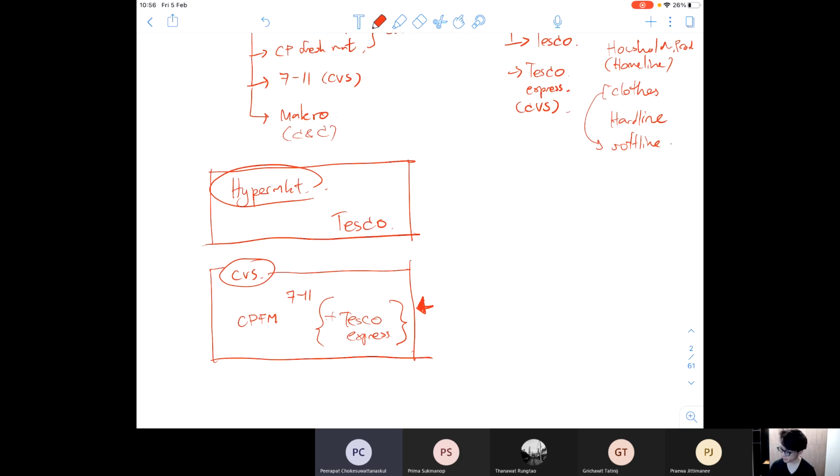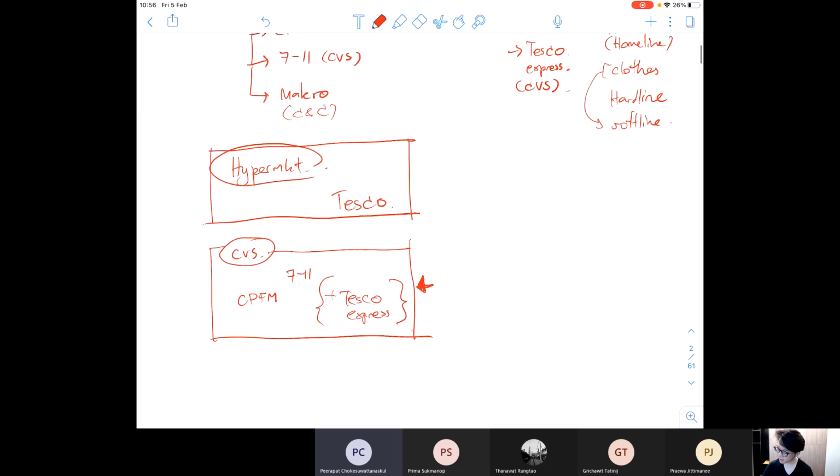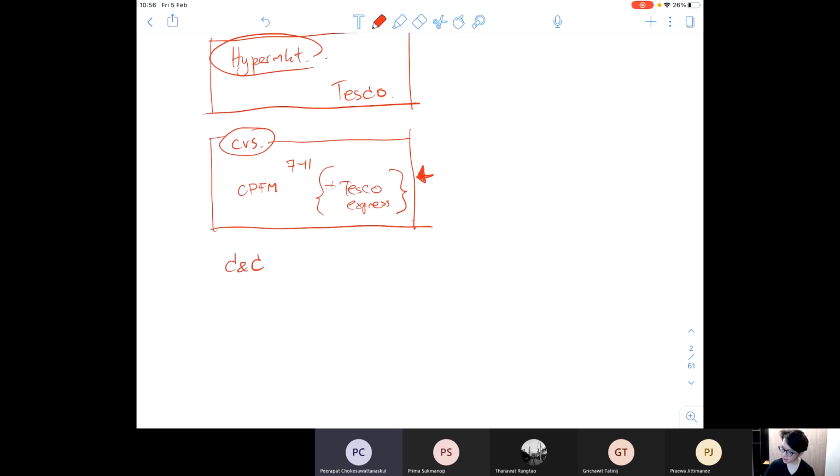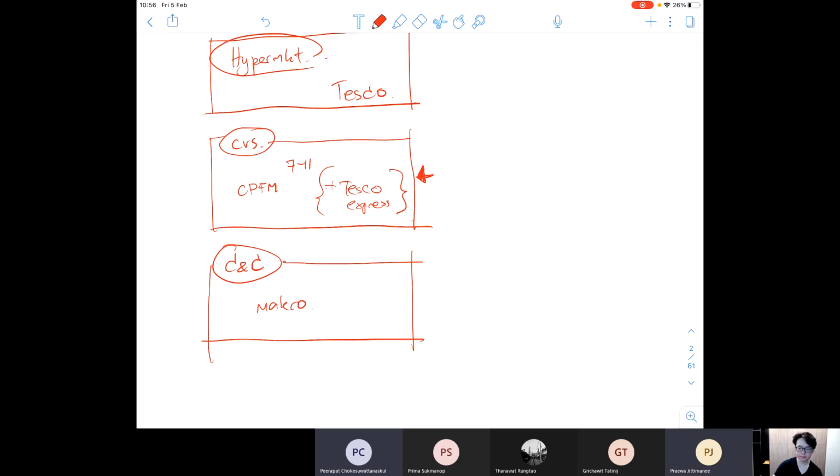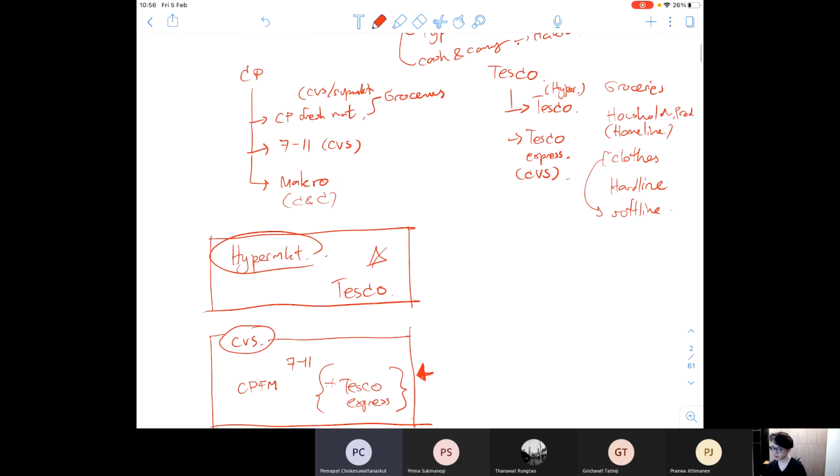All right. And for the other market, what is it? Cash and carry. Okay, what is it with this market? Macro. That's it, and nothing else. Okay, so no change, right? No change. And I think we covered everything already.